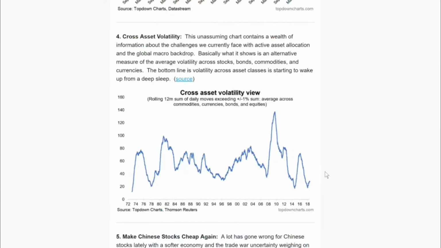Number 4, cross-asset volatility. Another sort of unusual chart. This one is showing the rolling 12-month sum of daily moves exceeding 1% plus or minus for commodities, currencies, bonds, and equities. And the bottom line there is that after crunching down to the lowest levels, at least the equal lowest levels since the early or late 70s, it's starting to turn up again.